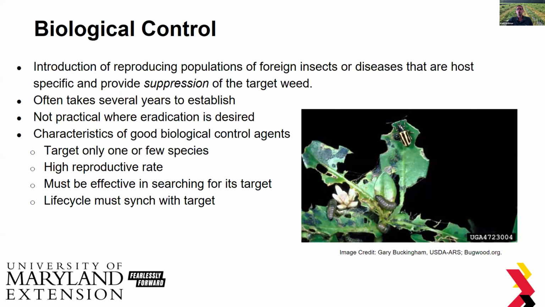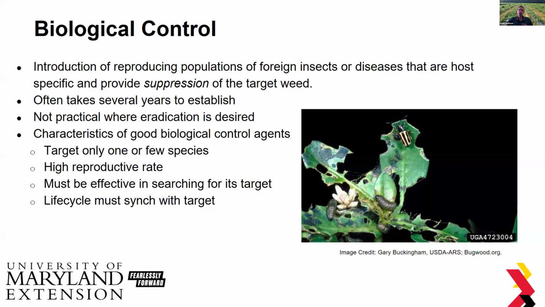And for those of you who are not familiar with what biological control is, this is the introduction of reproducing populations of foreign insects or diseases that are host-specific and provide suppression of the target weed. Suppression being the key word there for biological control, because in order for you to have a biological control like an insect, you have to have that target weed to support it.